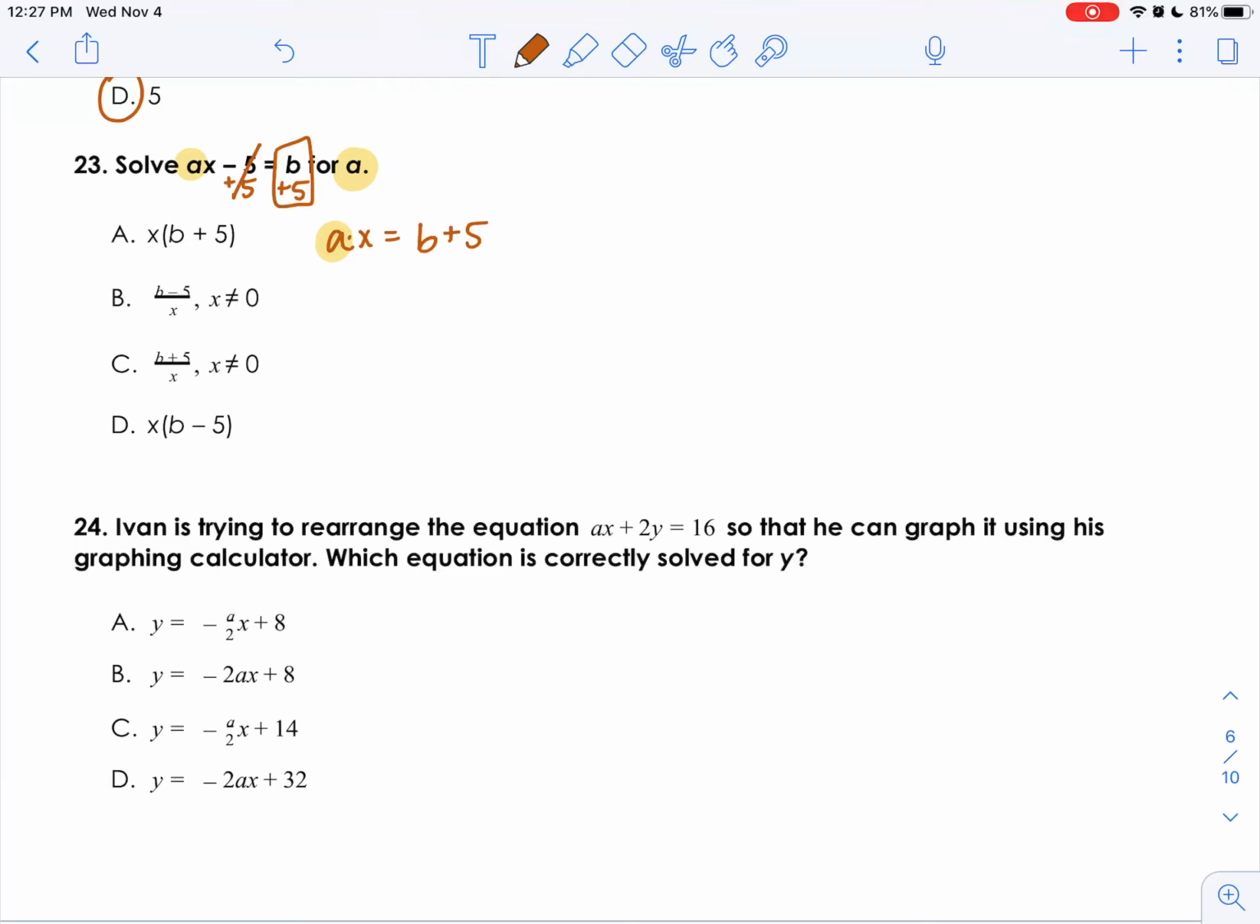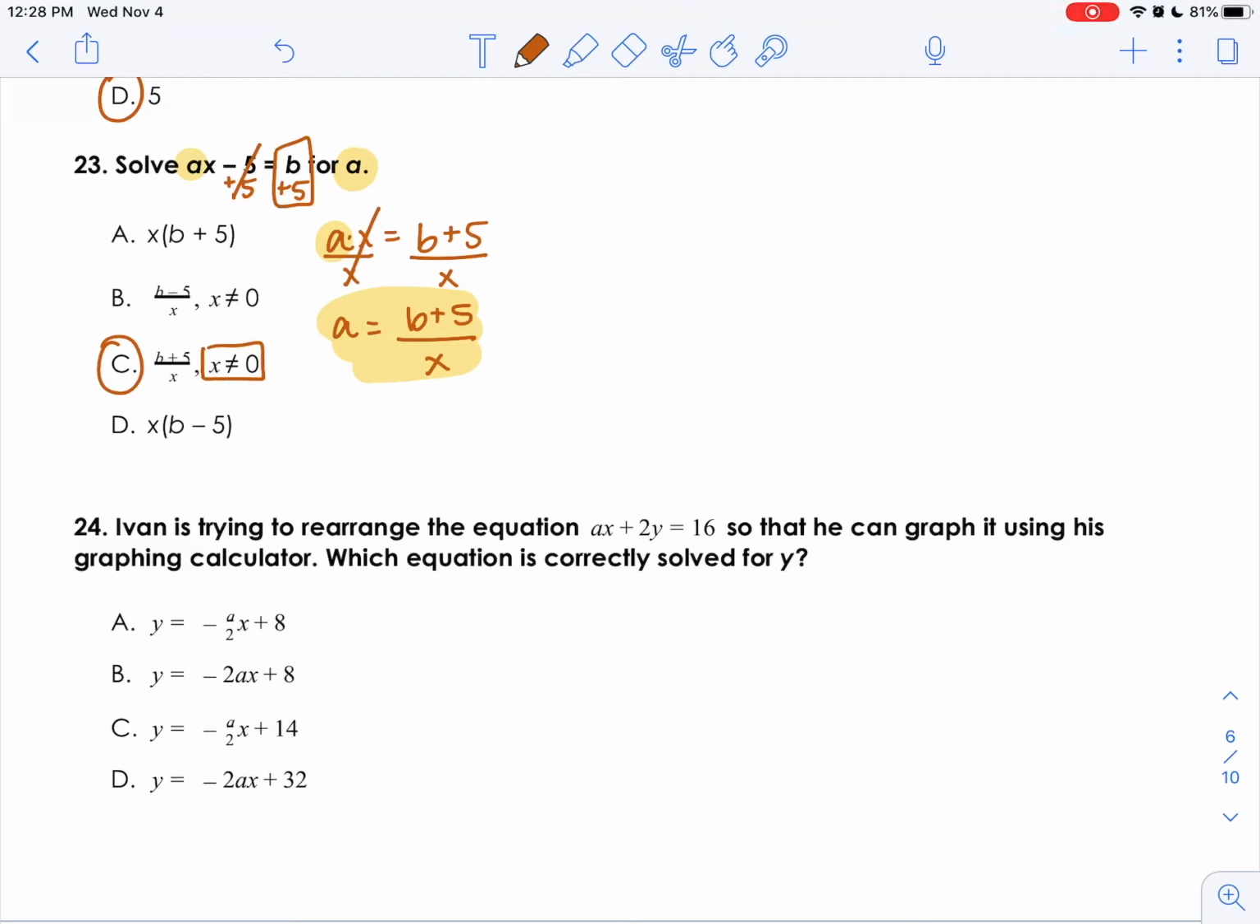This is a times x. So to undo times, I'm going to divide and get rid of the thing that I don't want, which is the x. X divided by x will cancel, leaving me with a. If I divided by x on the left, I need to also do that on the right. I can't actually divide by x since I don't know what it is, so this is my answer, b plus 5 all over x. So we're going to choose an answer that looks like that, and that would be C.